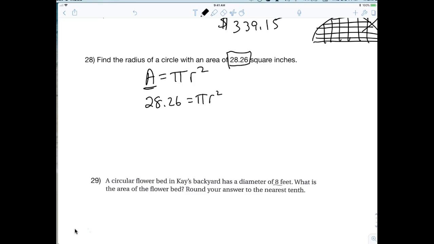Now, guys, what do we do? Divide by pi. Everybody do that. 28.26 divided by pi. Yeah, you can hit the pi button. So r squared. Okay, so r squared is roughly 9. Do you agree? So if r squared is roughly 9, that means what's r? No. 3. You with me on that?